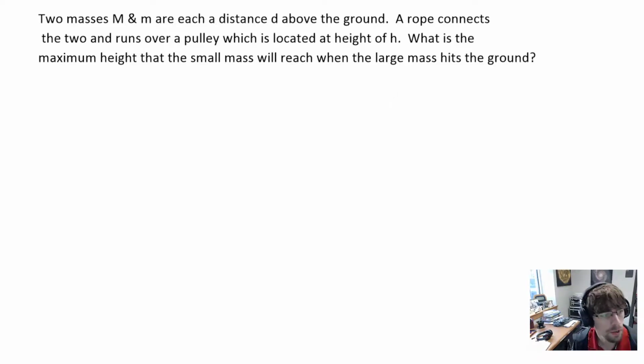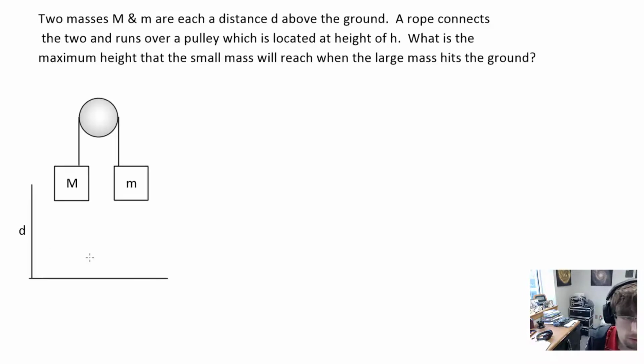And we're good. Let's go ahead and draw a picture, and this should look somewhat familiar. There we go. So I've got a big mass over here, I've got a little mass, and they're both located at height d above the ground. And what we're going to do is assume that these are dropped from rest, and we're going to try to figure out how high above the ground little m will reach.